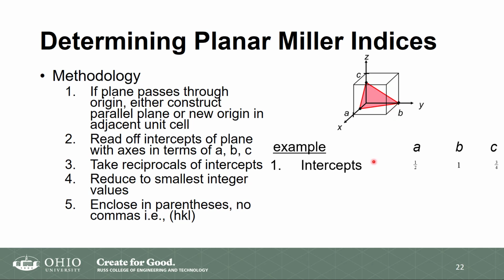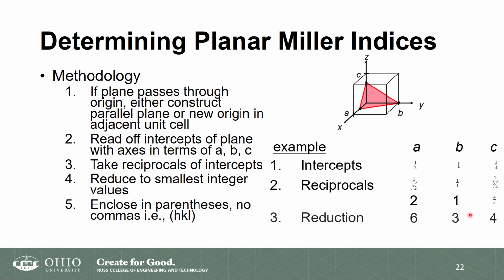So now we have our intercepts. The next thing to do is to take the reciprocal of those intercepts. So 1 over 1/2 and so on and so forth. And once we have that, our values become 2, 1, and 4/3. And now we have to reduce to the smallest integer. So rather than dividing, because we have this fraction here, we're going to multiply every single number by 3. When we do that, we get the values of 6, 3, and 4, and our Miller indices are (6, 3, 4) in parentheses.